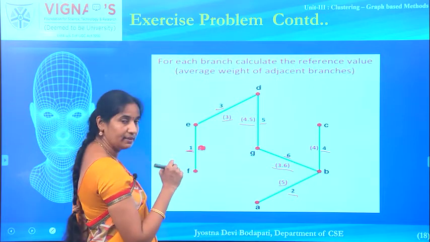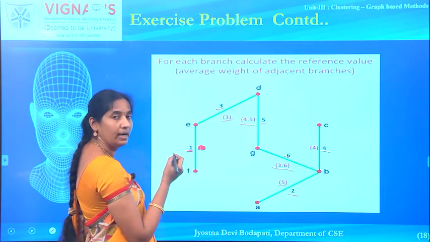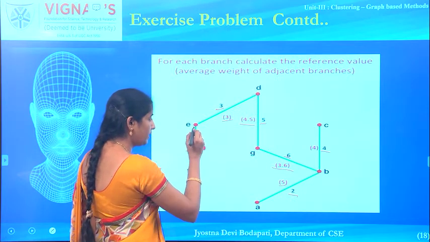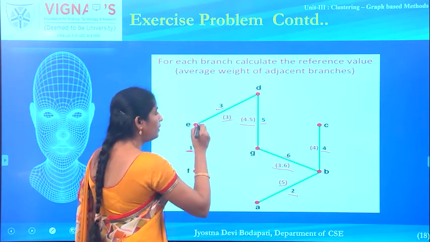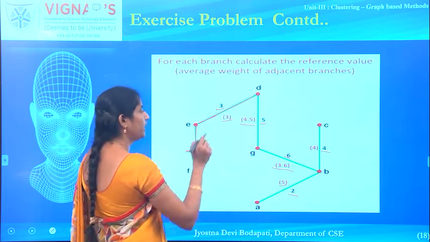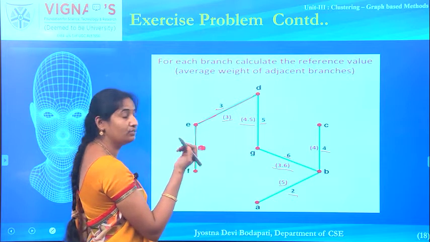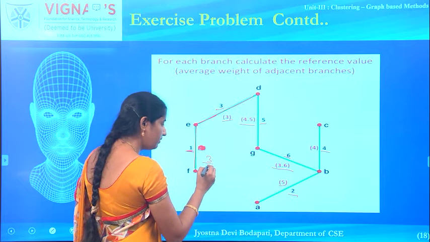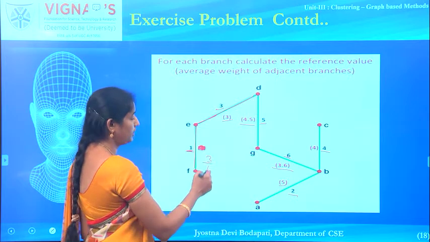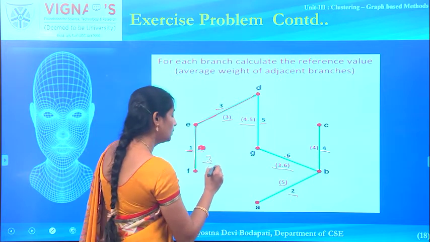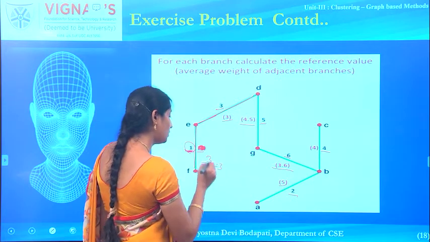How do you define that? It is the average value of the edge weights associated with this edge. How many edges are associated with this edge? Only one edge is associated; on this side there are no edges. What is the average value of the weights? It's 3 by 1, only one edge with the weight 3. So that is how I get the reference value as 3. The reference value for this edge is 3.